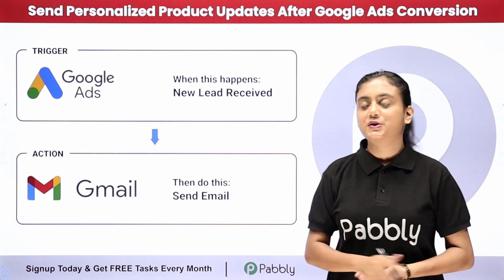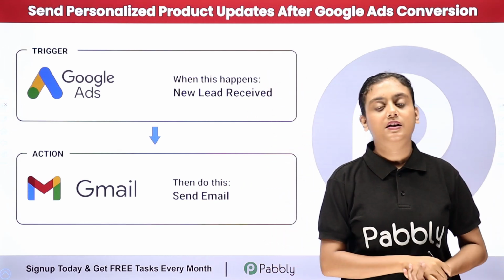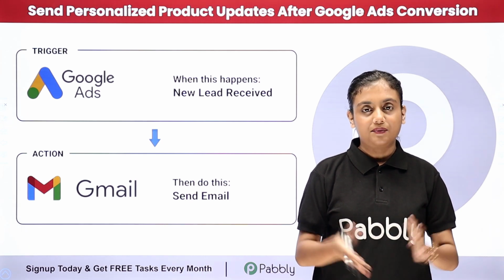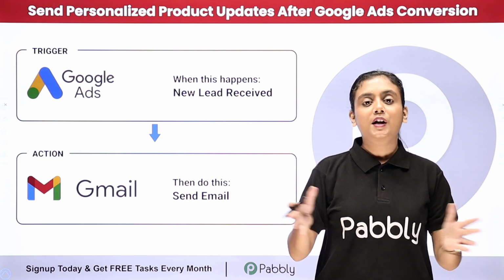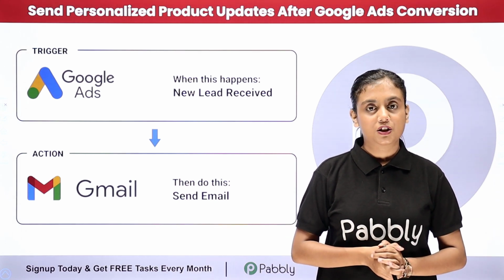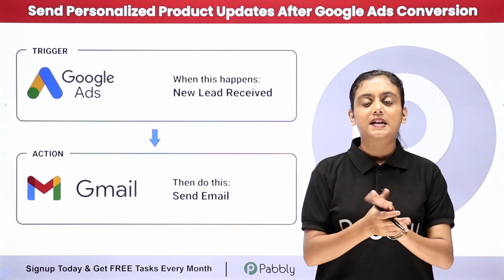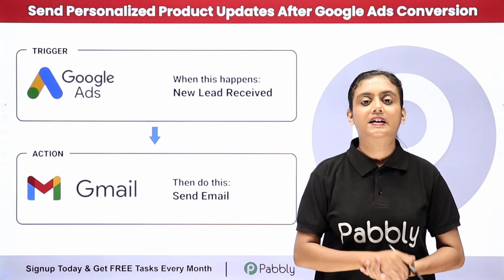In this video, we are going to learn how to send personalized product updates after Google Ads conversion. So I am a manager in a digital course selling business and we promote all our digital courses using a Google Ads campaign. Over here, what I want is that as soon as a new lead is generated, I want to send them emails, and those emails are going to be according to the course that they are interested in.